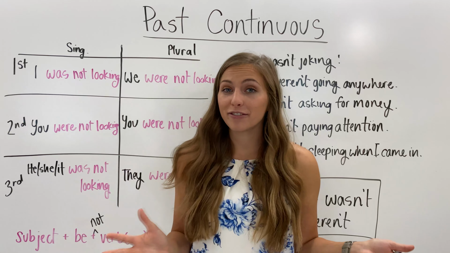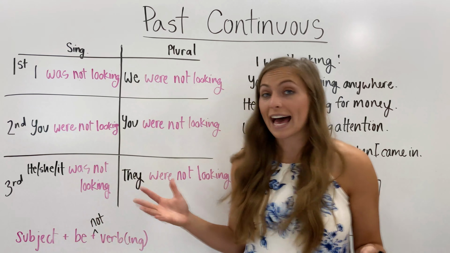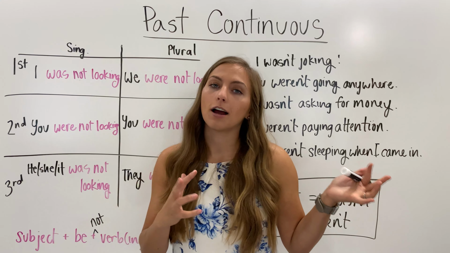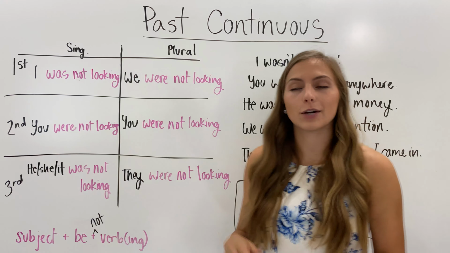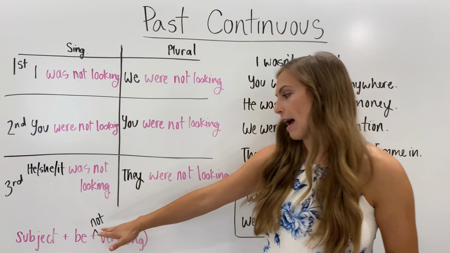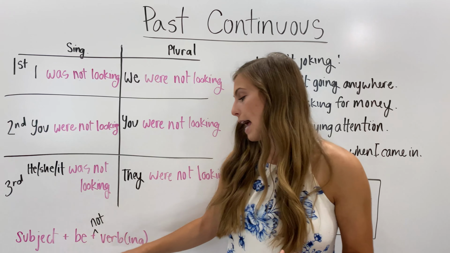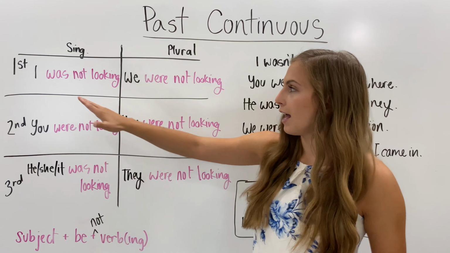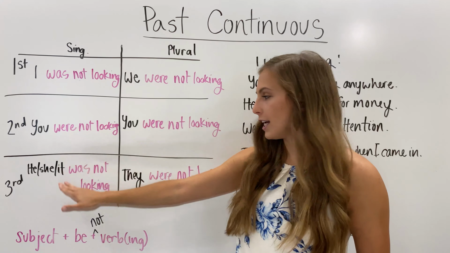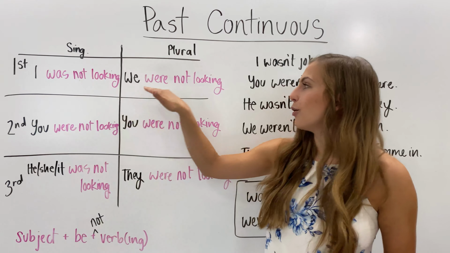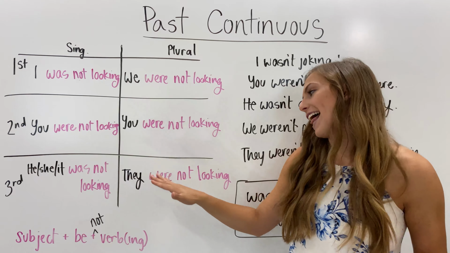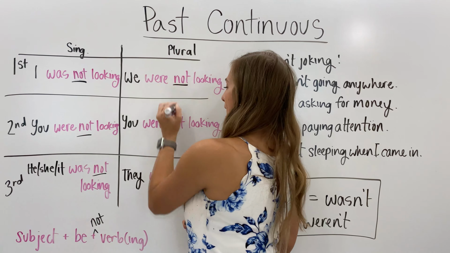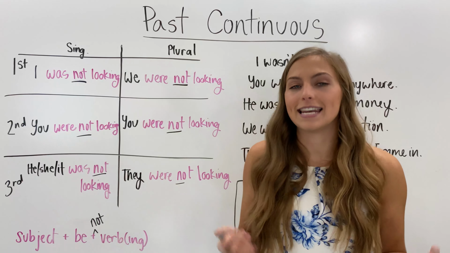For the negative, the only thing that we need to do is add our negative, and that is not, just as we did in our present continuous tense. To make it negative, we add not between the be verb and the ing verb. It's pretty simple. So as we can see here, I was not looking, you were not looking, he, she, it was not looking, we were not looking, you were not looking, they were not looking. The only thing that we do is add our negative, and that makes it a negative sentence.